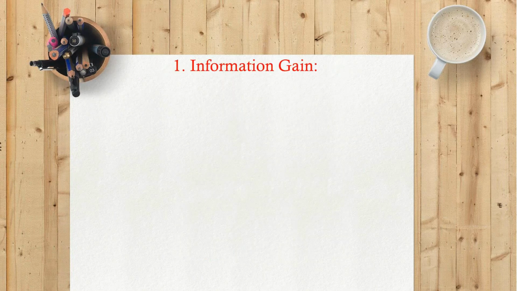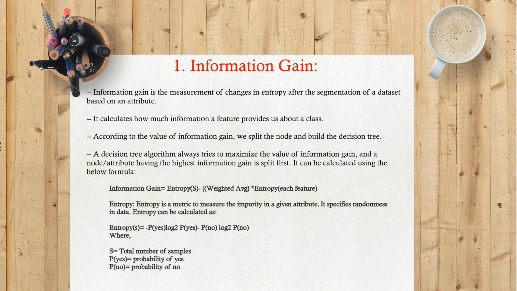(1) Information gain. Information gain is the measurement of changes in entropy after the segmentation of a dataset based on an attribute. It calculates how much information a feature provides us about a class. According to the value of information gain, we split the node and build the decision tree. A decision tree algorithm always tries to maximize the value of information gain, and a node attribute having the highest information gain is split first. It can be calculated using the below formula. Information gain equals entropy(S) minus weighted average of entropy of each feature.